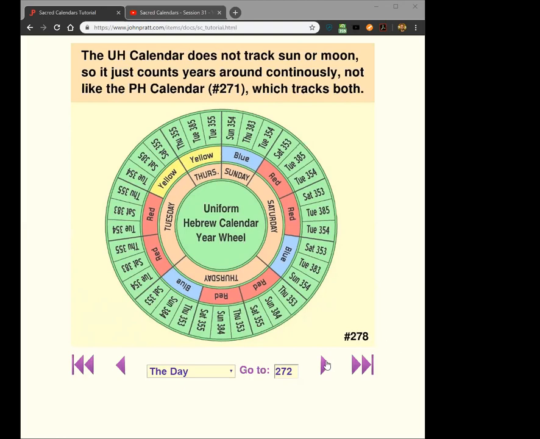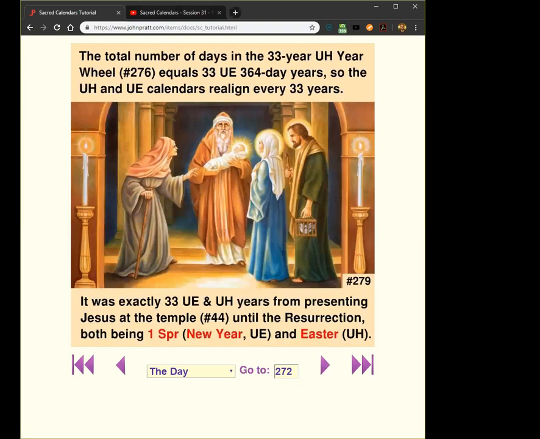Slide 279. This is an example of it. The total number of days in the 33-year cycle does equal exactly 33 uniform Enoch years. In other words, the number of days is 33 times 364. So the uniform Hebrew and Enoch realign every 33 years. An example of such a realignment is that it was 33 years on both from presenting Jesus at the temple, which we've seen in this picture before, until the resurrection.